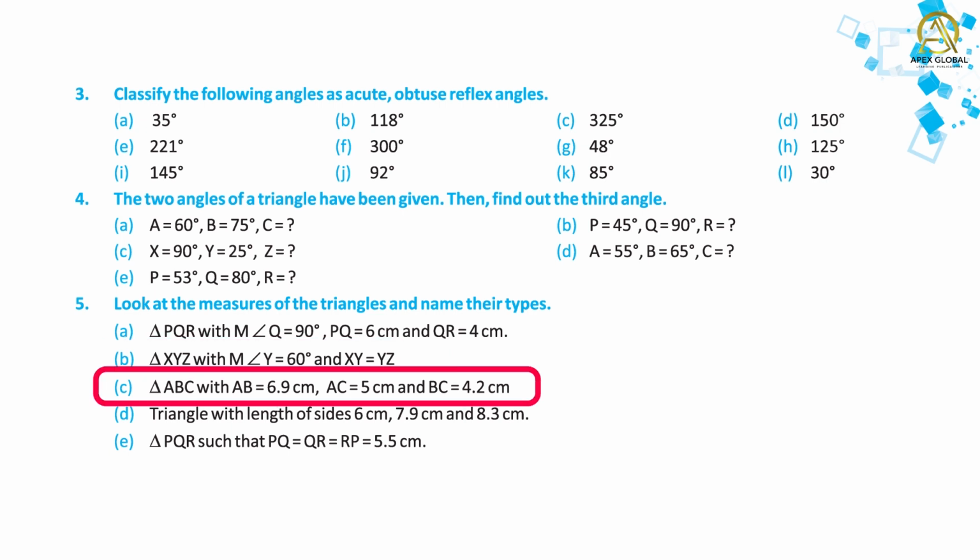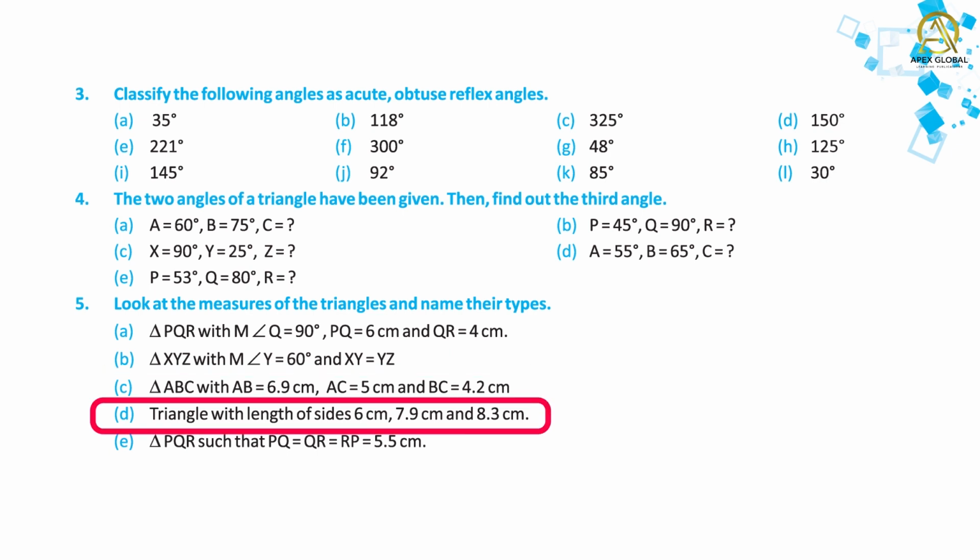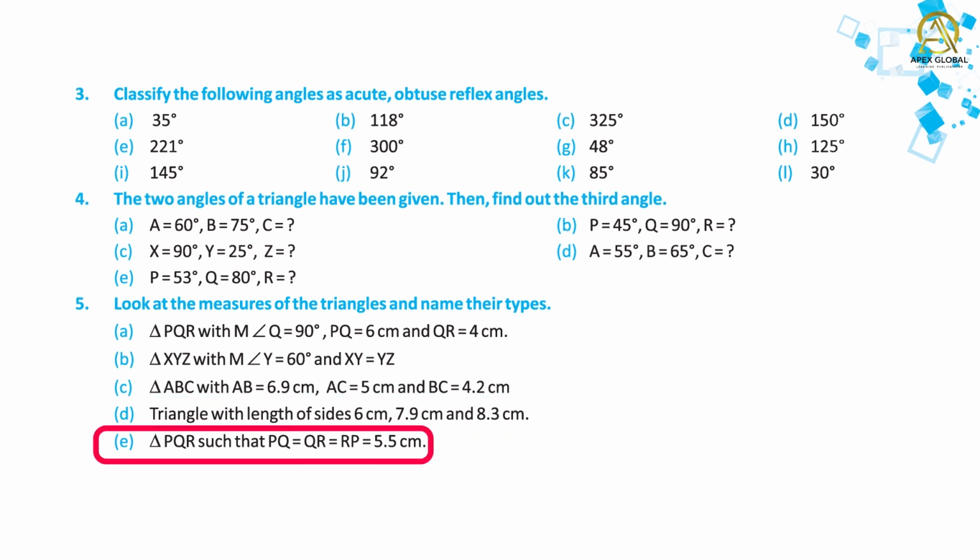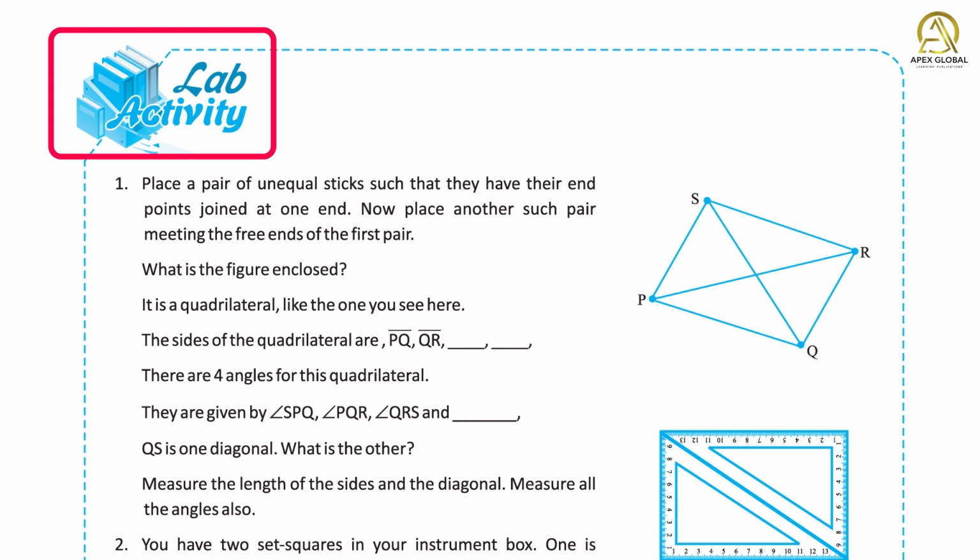C. Triangle ABC with AB equals 6.9 cm, AC equals 5 cm and BC equals 4.2 cm. Solution: scalene triangle. D. Triangle with sides 6 cm, 7.9 cm and 8.3 cm. Solution: scalene triangle. E. Triangle PQR such that PQ equals QR equals RP equals 5.5 cm. Equilateral triangle.